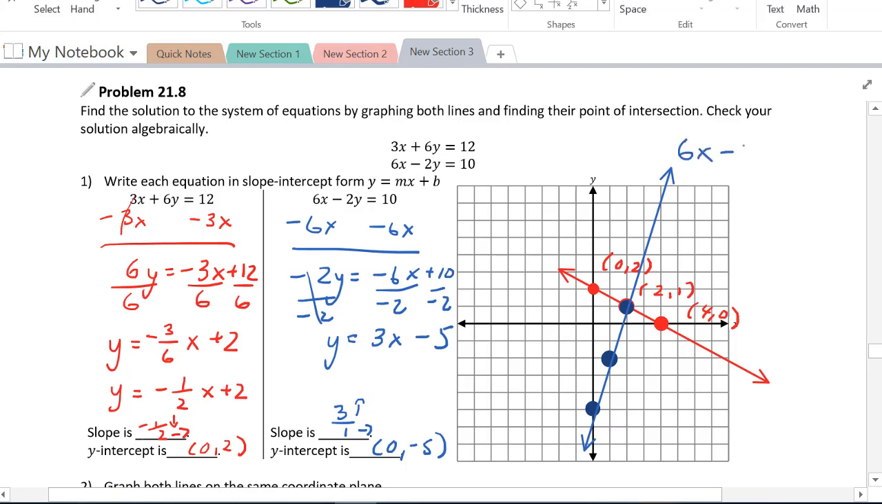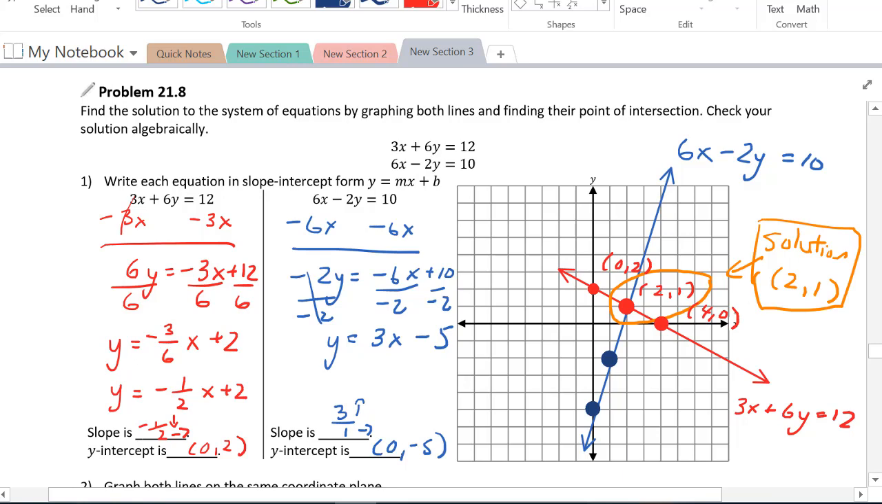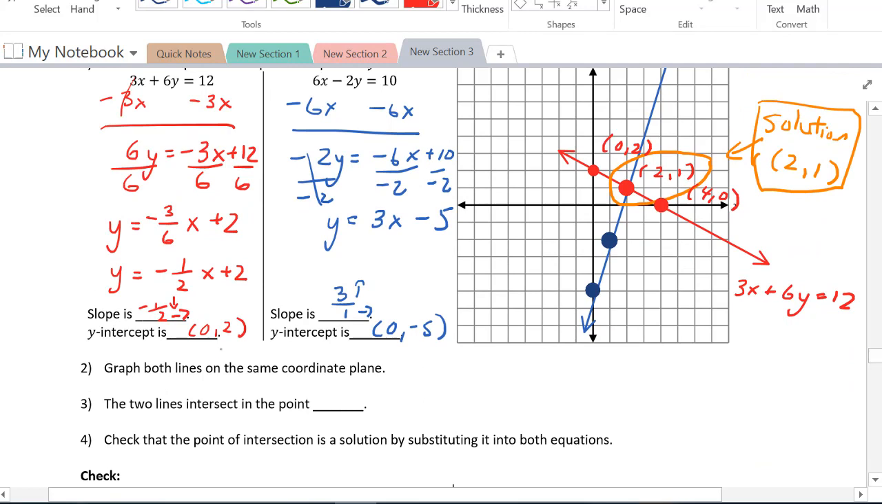This guy is 2x minus 2y equals 10, and the red is 3x plus 6y equals 12. Okay, and we can see that their intersection point is actually right here, right? So the solution to the system is 2, 1. That's the solution to a system. Now we can fill out the rest of the stuff over here. The lines intersect at 2 comma 1.